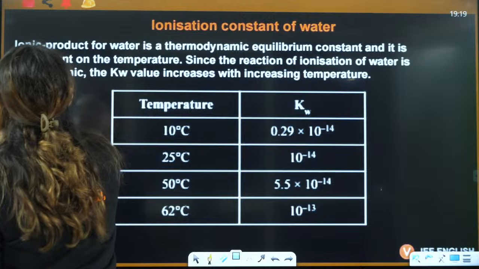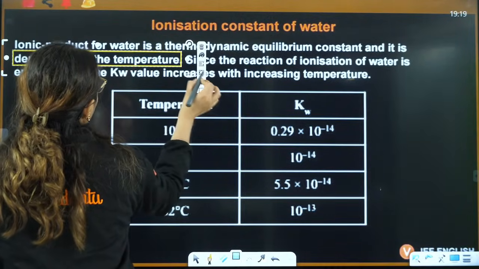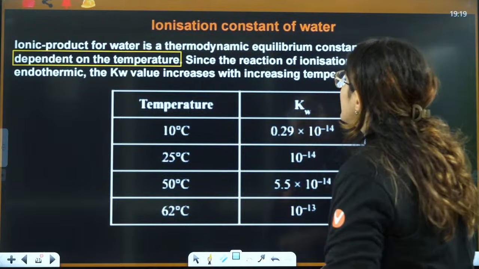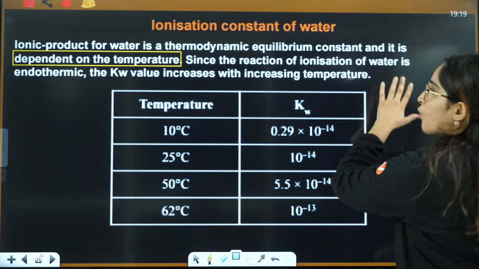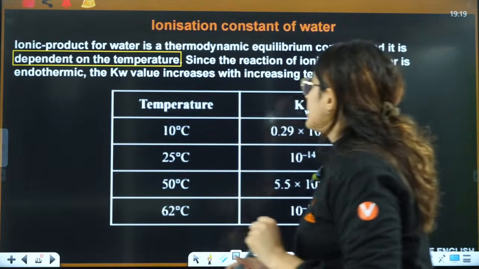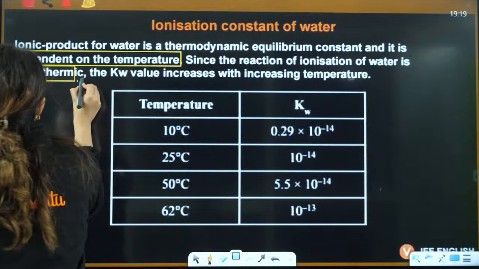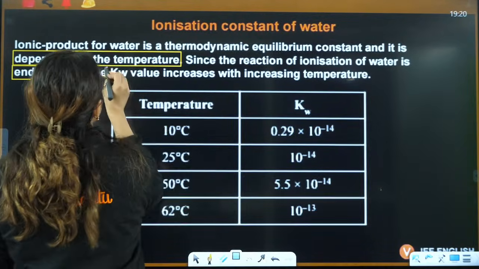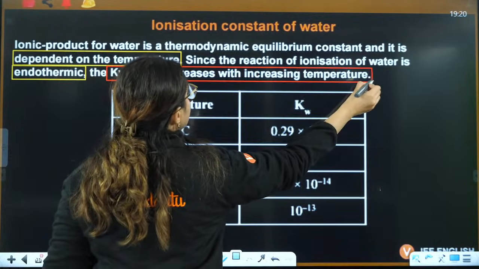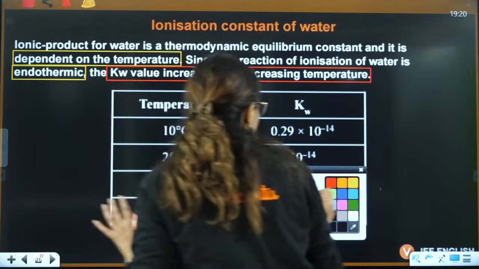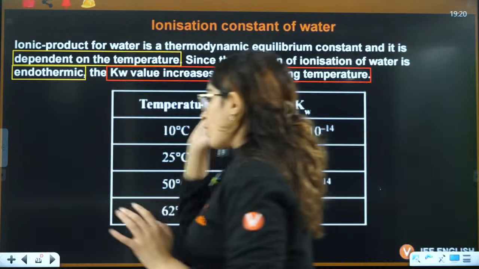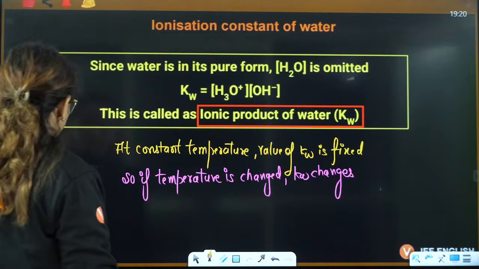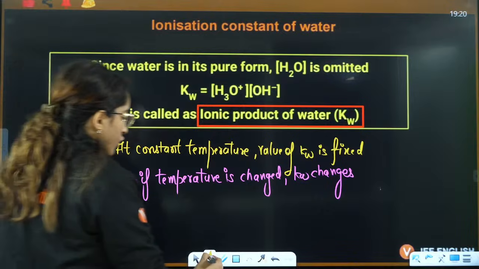What we can see is it is dependent on the temperature. So there is a, do you remember the Clausius-Clapeyron equation? How many of you remember? Since the reaction of ionization of water is endothermic, we are saying the reaction is endothermic, the Kw value increases with increasing temperature. Do you remember the Clausius-Clapeyron equation or not? Do you remember that, everybody?